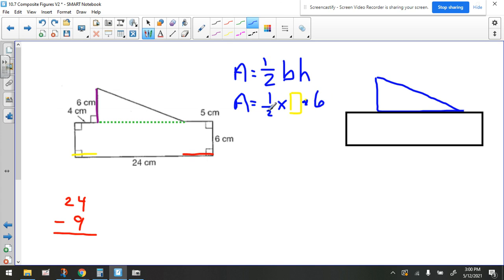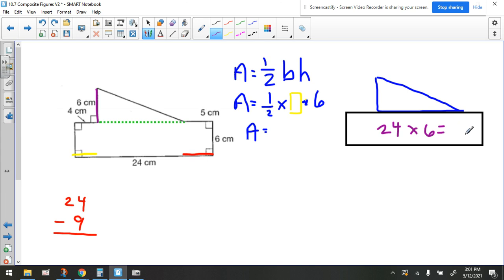So you might take half of 6, which is 3, and then multiply that by whatever number you got here. Or if you prefer to take half of the product of these two numbers, you have options because of community property. But finish this up, find the area of the triangle, whatever that is. Find the area of the rectangle. Remember, you're just doing 24 times 6 to get the area of that.